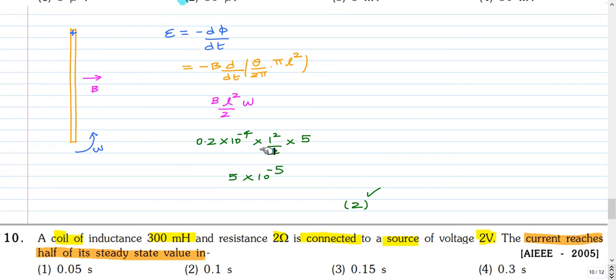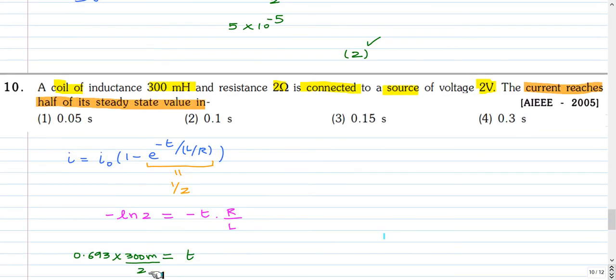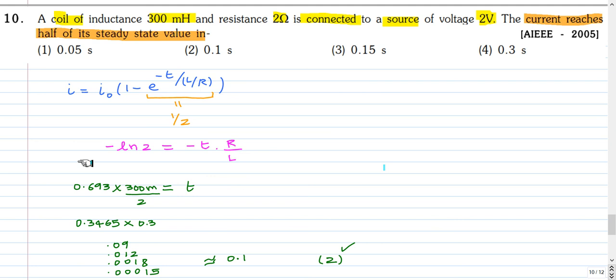A coil of inductance 300 millihenry and resistance 2 ohms is connected to a source of voltage 2 volts. The current reaches half of its steady value in. You can pause and attempt this question. This is a standard LR circuit where L and R are connected in series to a voltage source. So the current in the LR circuit will grow as I equal to I naught into 1 minus e raised to the power minus t divided by the time constant. The time constant of an LR circuit is L by R.